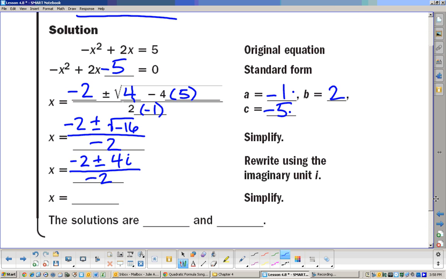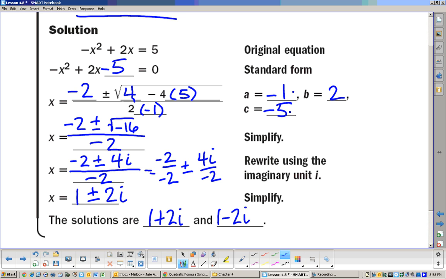Now remember, as soon as we start dealing with an i, we have to get this thing in standard form. If I put it in standard form, that means I would take negative 2 over negative 2, that's the real number part, plus or minus the 4i over the negative 2, that's the imaginary part, and that can be written as 1 plus or minus 2i. So the two solutions are 1 plus 2i and 1 minus 2i.